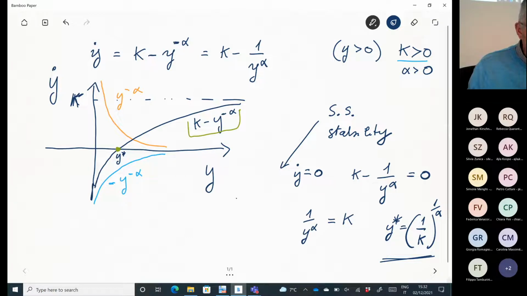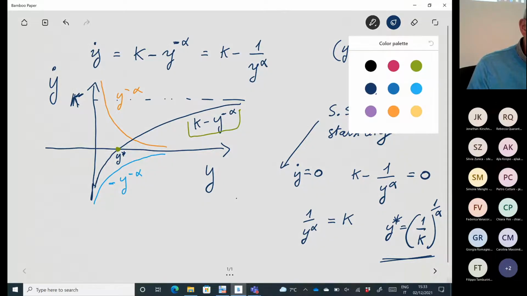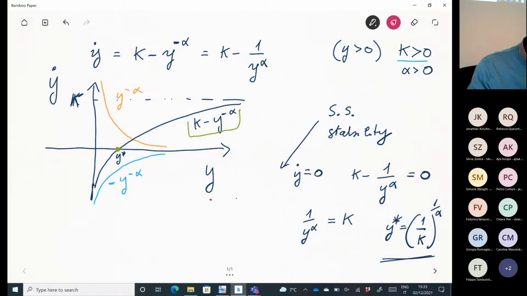And k is the constant. Now, is this steady state stable or unstable? We see that it is a monotonically increasing function. It crosses the x-axis, it's called the y-axis, but the horizontal axis, from below, and as a consequence, the arrows will be like this.